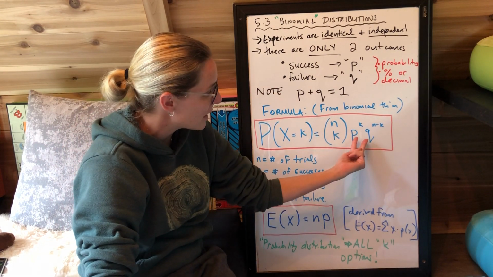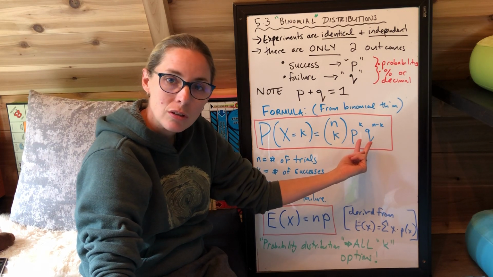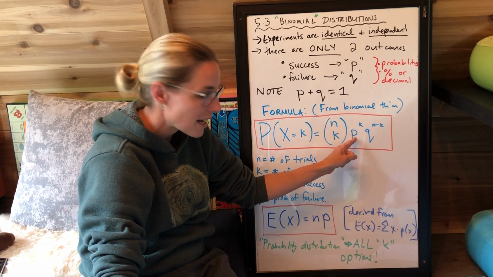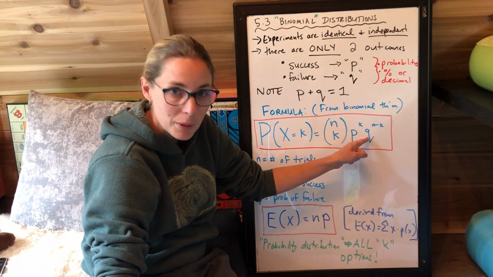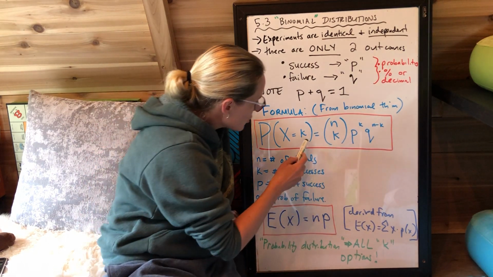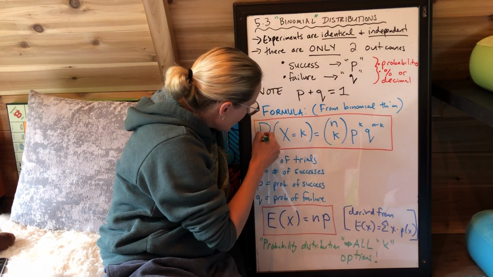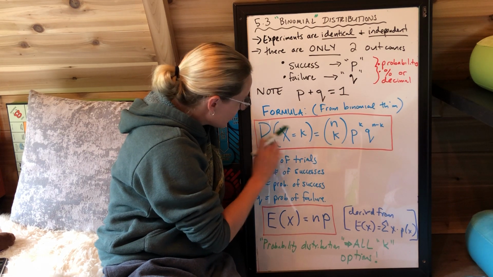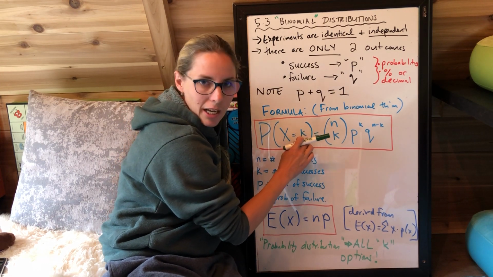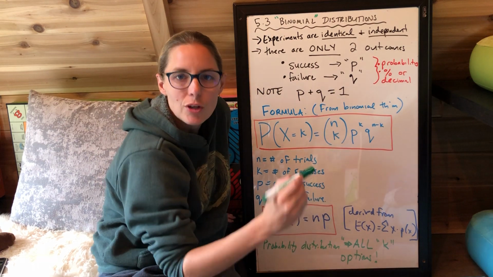There's no longer an A and a B, but a P and a Q. Again, representing our success being P, our failure being Q. And now we have this new variable K. This definition over here is saying the probability that some random variable X equals K. So K is representative of your number of successes.